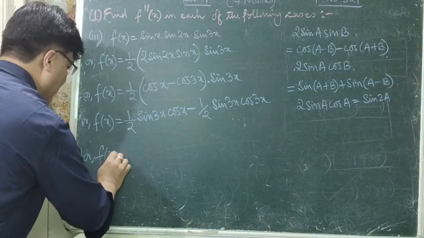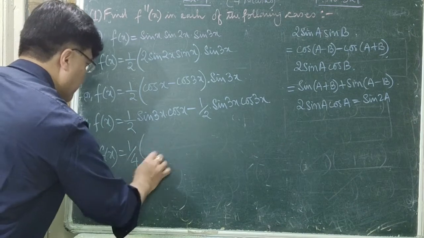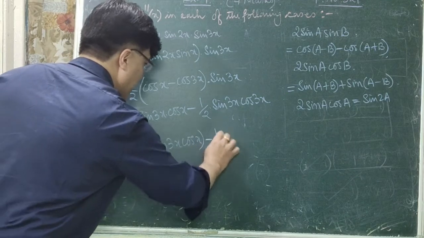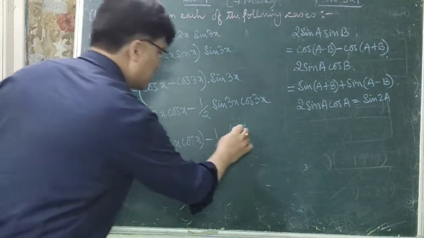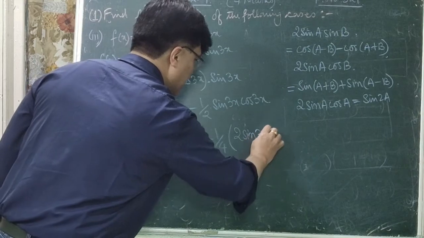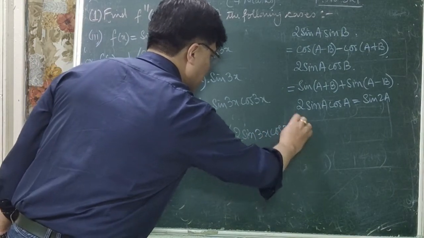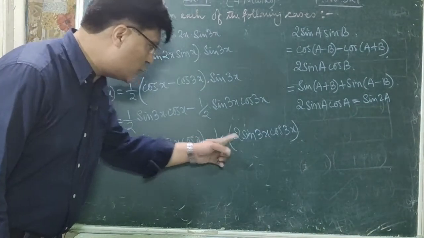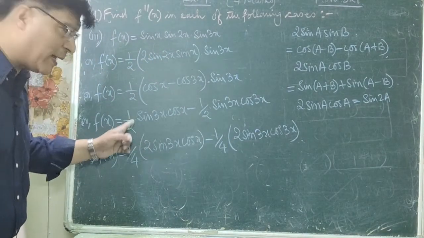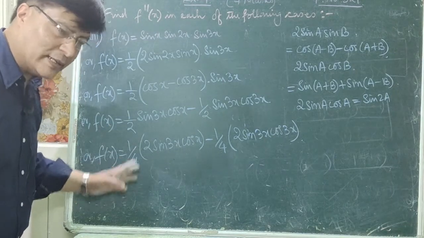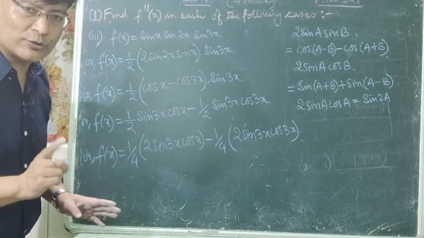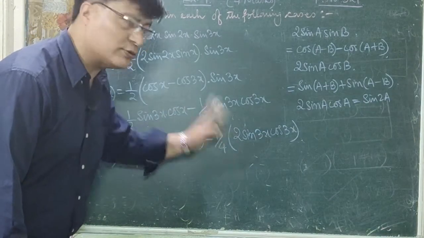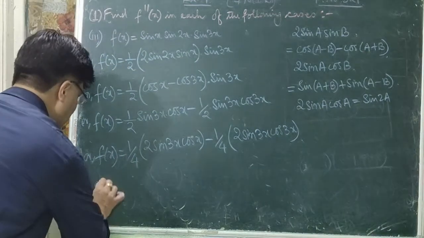So f of x is equal to, this is your 1/4, 2 sin 3x cos x, minus 1/4 within bracket, you have to write 2 sin 3x cos 3x. So I think you have understood it. In order to get 2 out here, you should multiply and divide by 2 again. That is half into 2. So it becomes 1/4 into 2, and this also becomes 1/4 into 2. Okay. So let us simplify it.